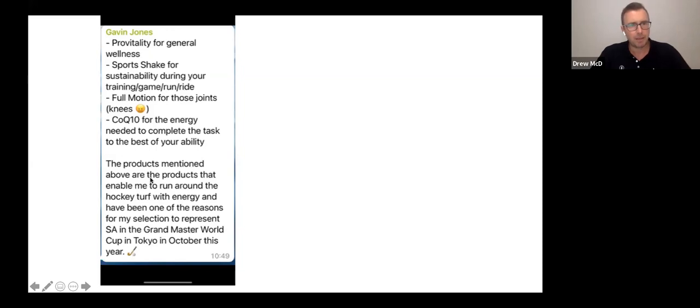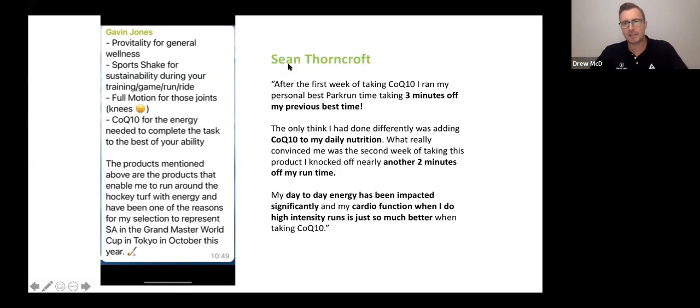The products mentioned above are the products that enable me to run around the hockey turf with energy, and have been one of the reasons for my selection to represent SA in the Grand Masters World Cup in Tokyo in October this year. Wow. Okay, so you take a lot of nutrition, but you really notice when you added CoQ10 to that.